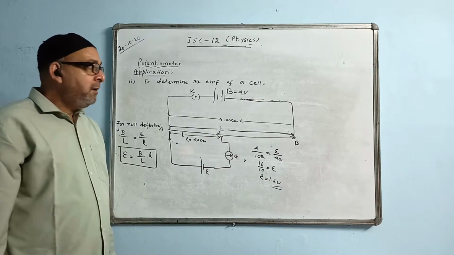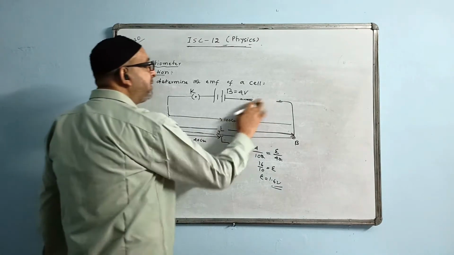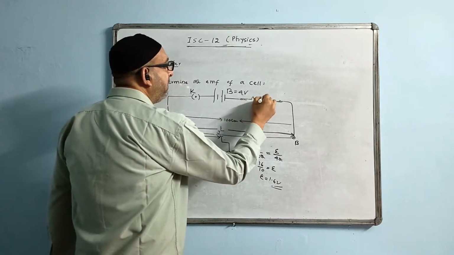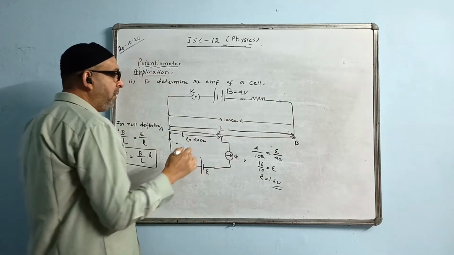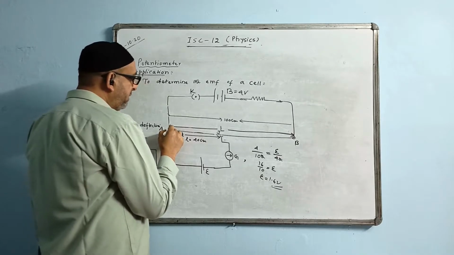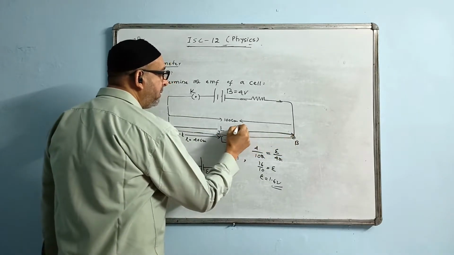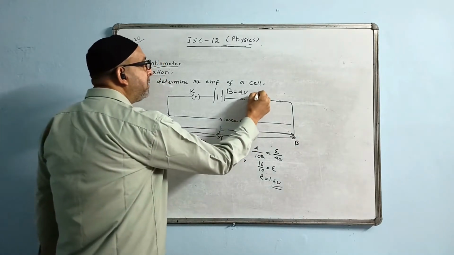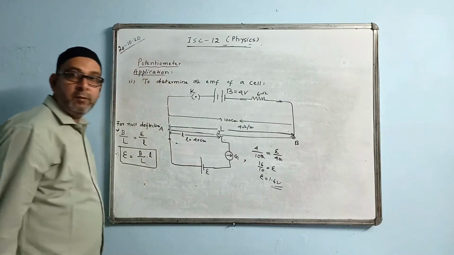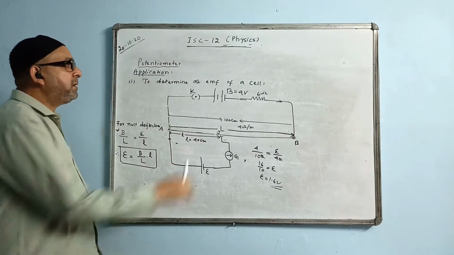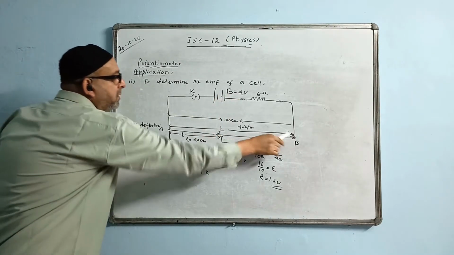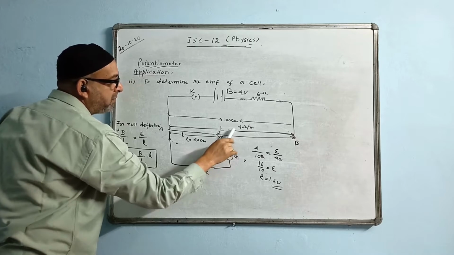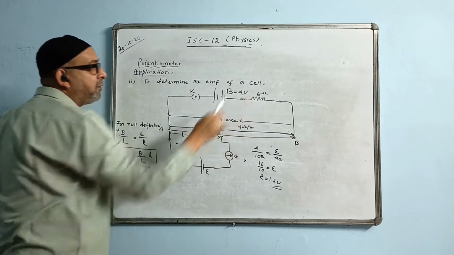Done. If by chance there is some extra resistance over here, one example I am giving, then we will say the resistance of this wire is 4 ohm per meter, and the resistance of this one is 6 ohm, suppose. So this 4 volt is not only applied across this length of 100 centimeter, but it is also applied across this.